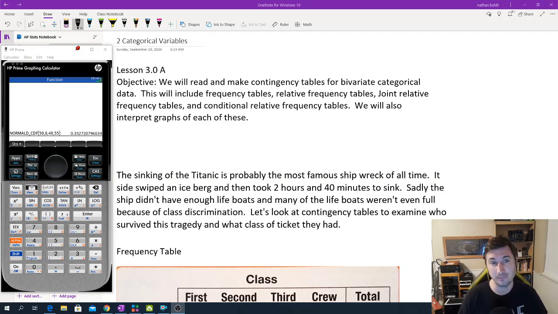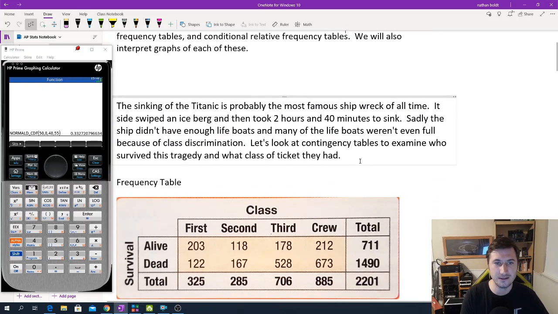So our objective here, we will read and make contingency tables for bivariate categorical data. So bivariate. Bi, of course, means two, and variate is a fancy way of saying variable, so two variable categorical data. This will include frequency tables, relative frequency tables, joint relative frequency tables, and conditional relative frequency tables. All right, and then we're going to look at graphs for those as well. So we need some data first.